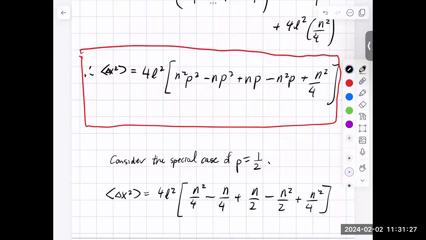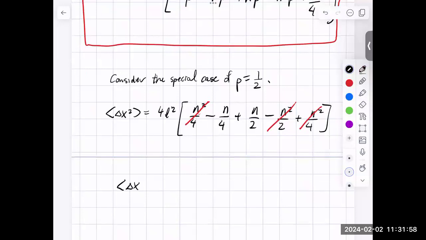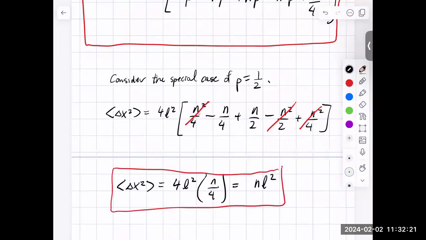All right. If we did this right, there should be a whole lot of cancellation. Let's see, n squared over 4, n squared over 4, those combine to be n squared over 2, which cancels with minus n squared over 2. Okay, so that and that and that cancel. Okay, good. And so then the average of delta x squared is equal to, let's see, n over 2 minus n over 4 is plus n over 4. And so it's 4L squared times n over 4, the 4's cancel, and so it's just nL squared. What a nice simple result after a pretty long calculation.